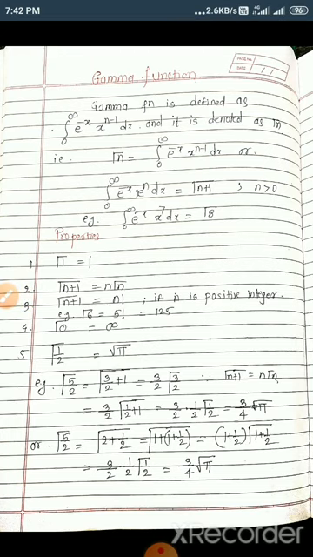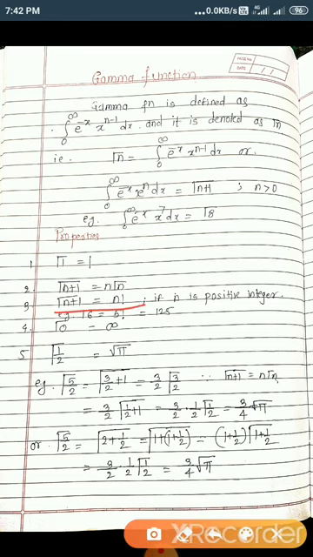Now here are the properties of the gamma function. The first property is gamma 1 is equal to 1. Second, gamma n plus 1 is equal to n into gamma n. And similarly, the third property is gamma n plus 1 is equal to n factorial. Using the second property, this is n into n minus 1 into n minus 2 till 1, that becomes n factorial.